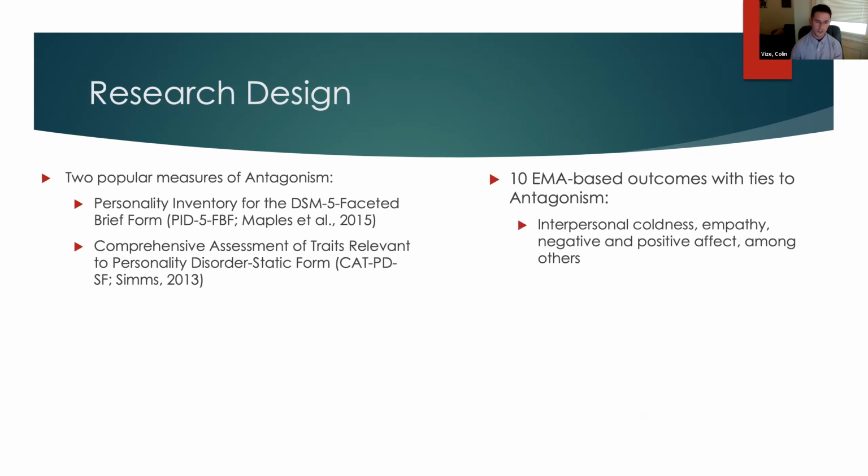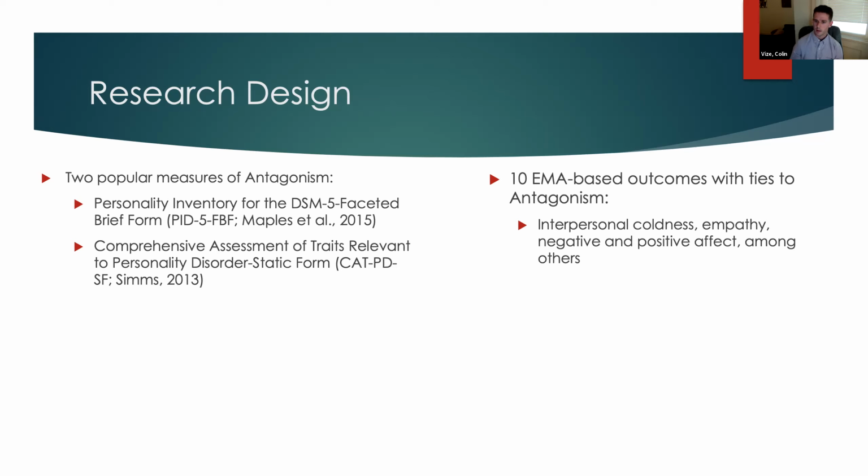In terms of research design, we used two popular measures of antagonism, the PID-5 brief form and the CAT-PD short form. Both of these allow for a look at broad domain scores, but also specific facet scores. So, building nicely off of what Kathy just shared, there's a lot of information that you can get if you look at the facet scales and some information that you might lose if you only look at the domain.